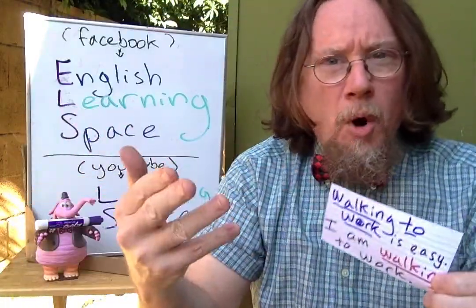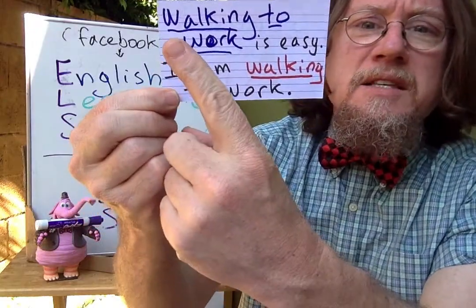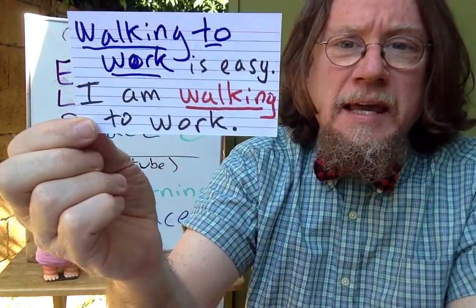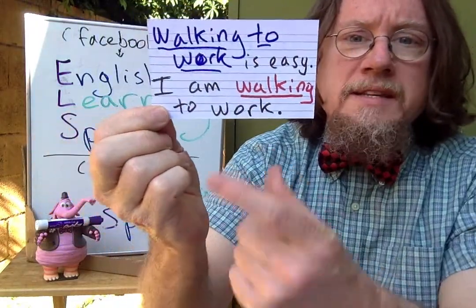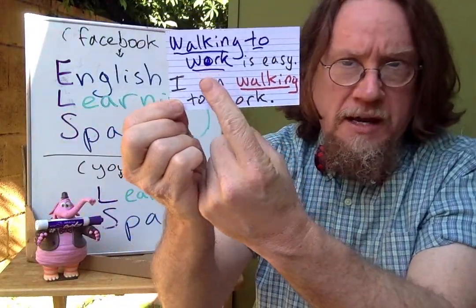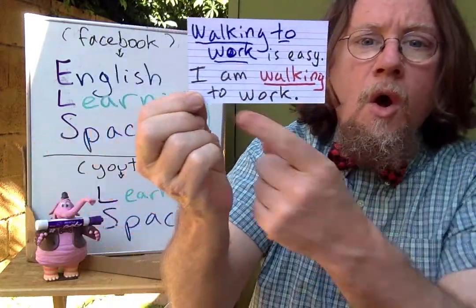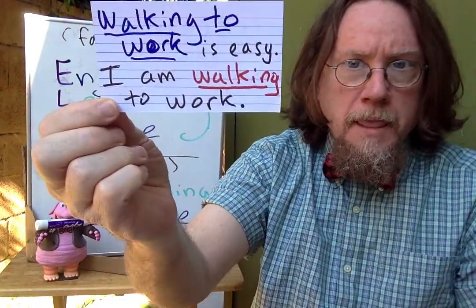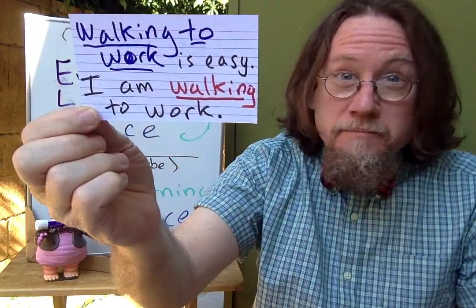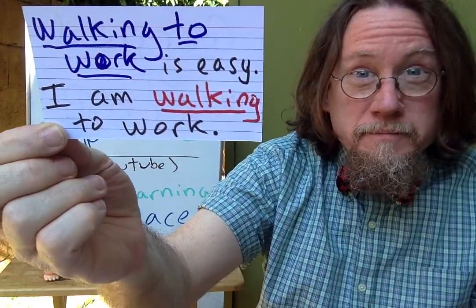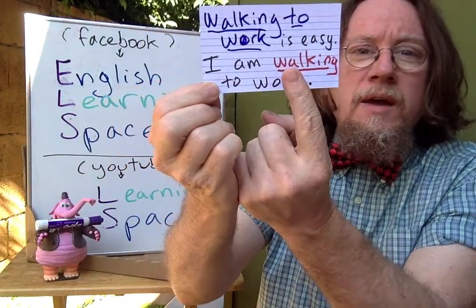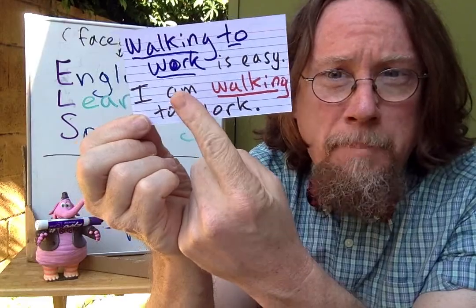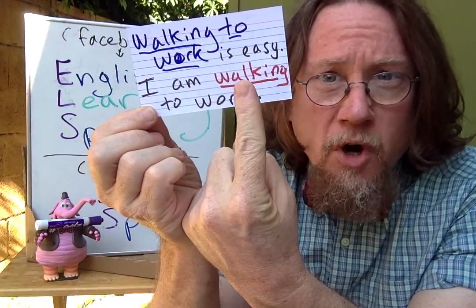So for example, you see a sentence and it says, walking to work is easy. This is a gerund phrase. Walking to work is the subject. Or, I am walking to work. Walking is the verb, not gerund, verb. Remember, usually ing verb is after be. After be verb, this must be verb.